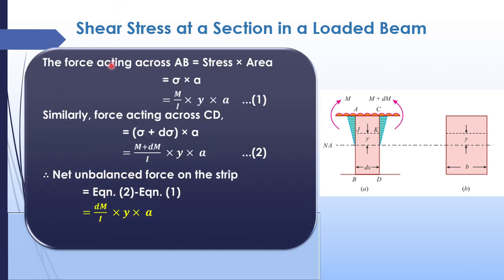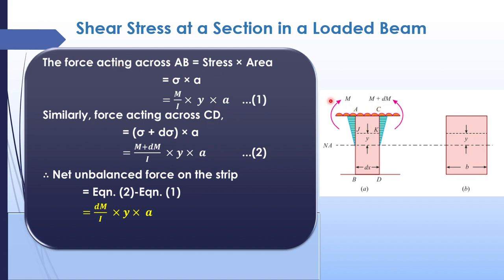Now the force acting across beam AB, the force acting across this point, is nothing but stress into area. So stress is sigma, and area is A we are taking. So M by I into y into A is the total force acting at AB. Now along CD, what is the force? Again stress into area. Stress is nothing but sigma plus d sigma, that is M plus dM divided by I into y, into area. So these are the forces at these two sections.